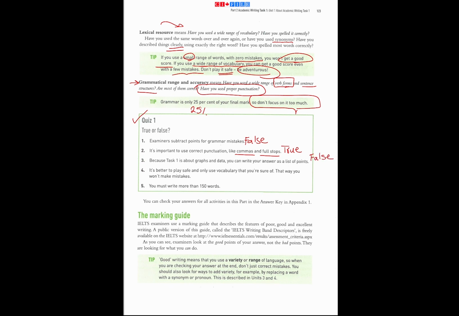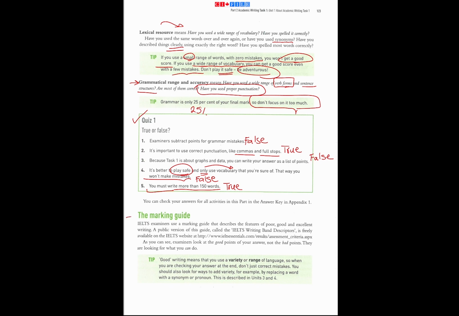Question 4. It's better to play safe and only use vocabulary that you're sure of. That way, you won't make mistakes. This is false. Question 5. You must write more than 150 words. True.